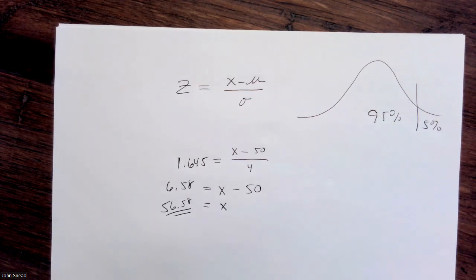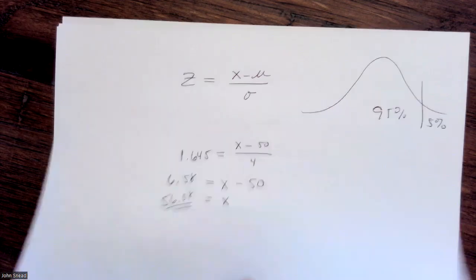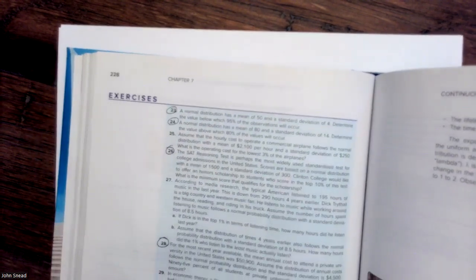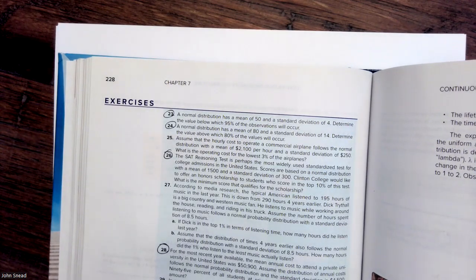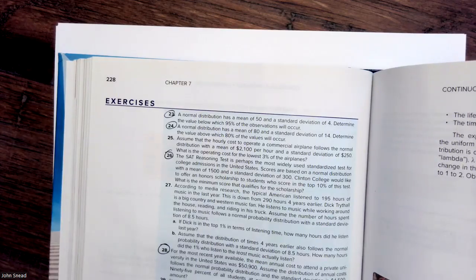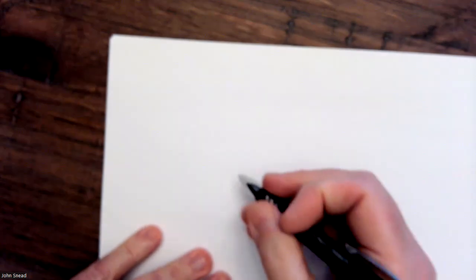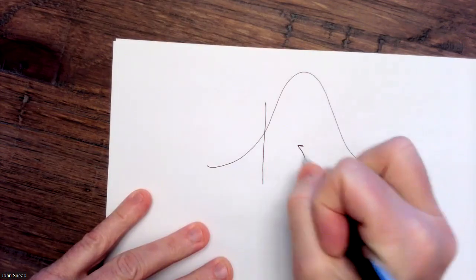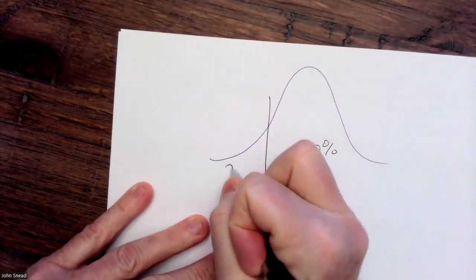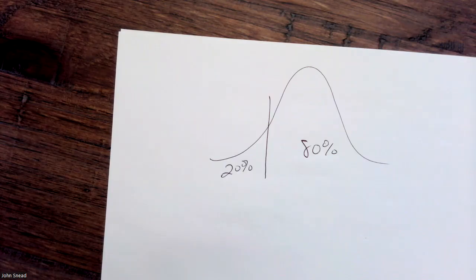Let's go ahead and do one more on the same page. Let's look at number 24. A normal distribution has a mean of 80 and a standard deviation of 14. Determine the value above which 80% of the values will occur. This one's going to be a little different because now we want to find a value above which 80% of the values will occur, which means that 20% will be below this value.